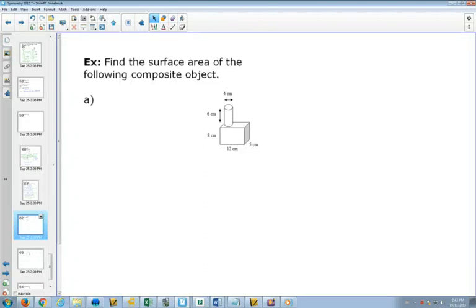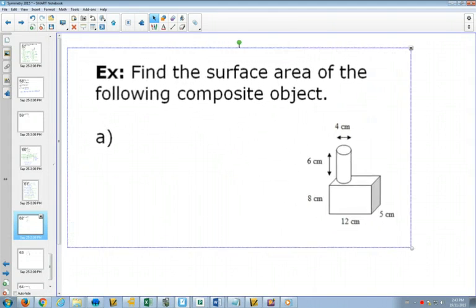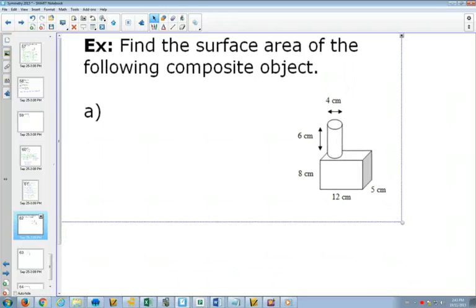Make this a little bit bigger so that you can see it better. So we want to find the surface area of this object. So we first look, what are our shapes? We have a cylinder and a rectangular prism.